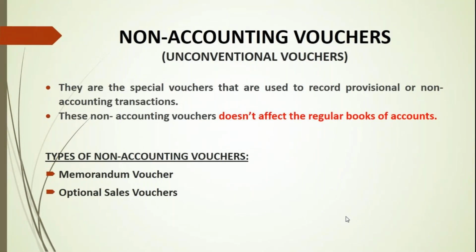So that's why, for recording provisional or non-accounting transactions, we go for non-accounting vouchers. These non-accounting vouchers don't affect the regular books of accounts. That's why I've highlighted it in red. It doesn't affect the regular books of accounts. So it is like a non-existing character. Even though it is present, it is assumed that it doesn't exist itself.